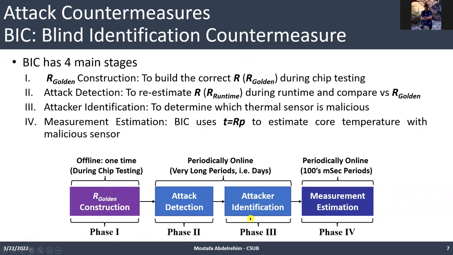Then the second and the third phase happen during runtime, periodically, online, in field. So in that case, we're gonna re-estimate R, and basically if R golden doesn't equal R runtime, then we have an attack. We will detect the attack, and then we need to identify the attacker. And why do we need to identify the attacker, the malicious thermal sensor? So that we can run the fourth phase, which is basically to try to estimate the temperature that should be predicted by this malicious sensor.